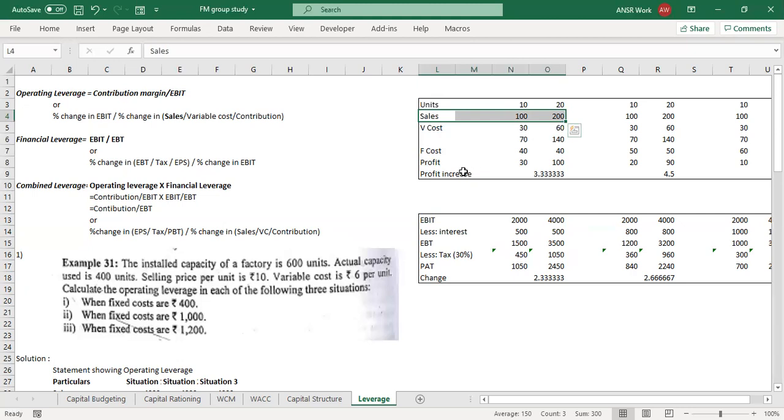The first one, the one on the top, has to be divided by the one on the bottom. No, it's the other way around. Bottom has to be divided by the top.